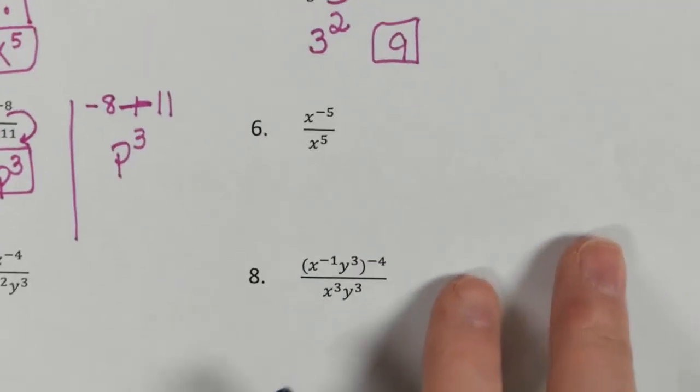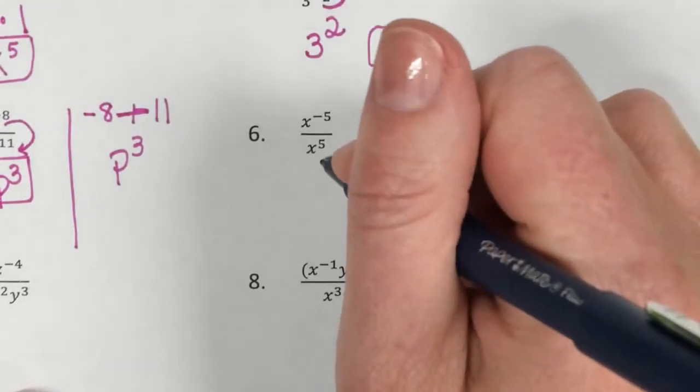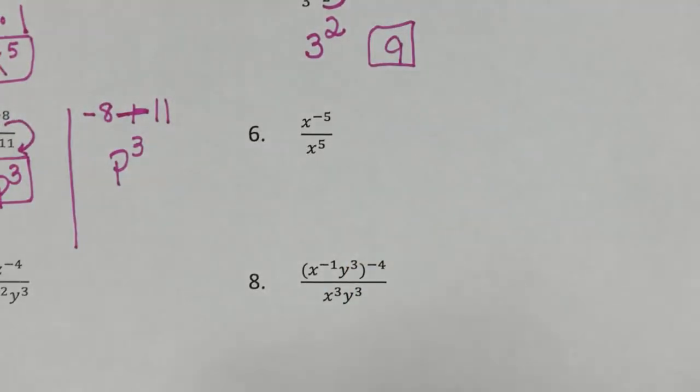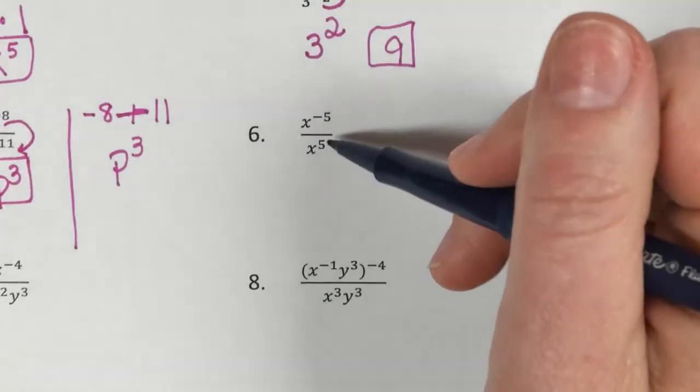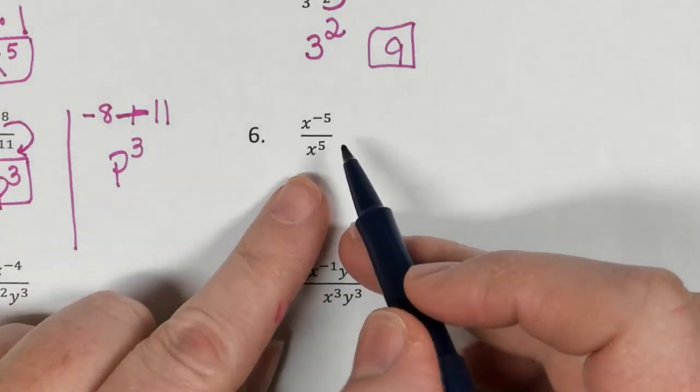Okay, let's look at number 6. Notice on number 6, we have a negative exponent in the numerator and a positive in the denominator. Again, more than one way to do this. We can subtract the exponents first, or I can make my exponent positive and then move it. I'm going to suggest going ahead and subtracting the exponents.